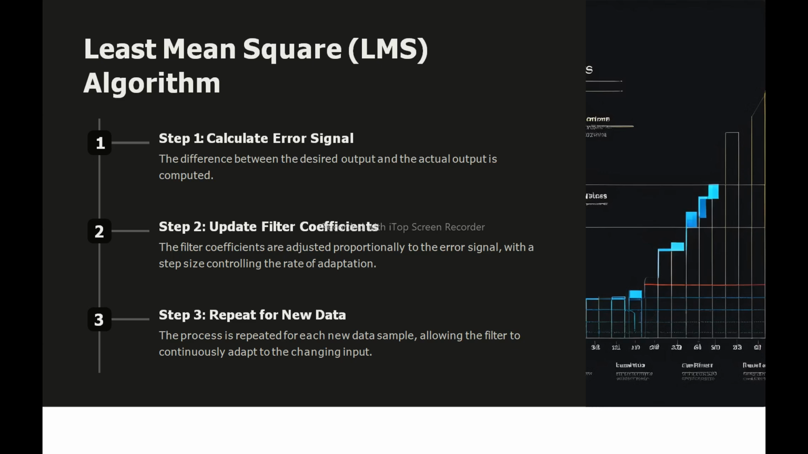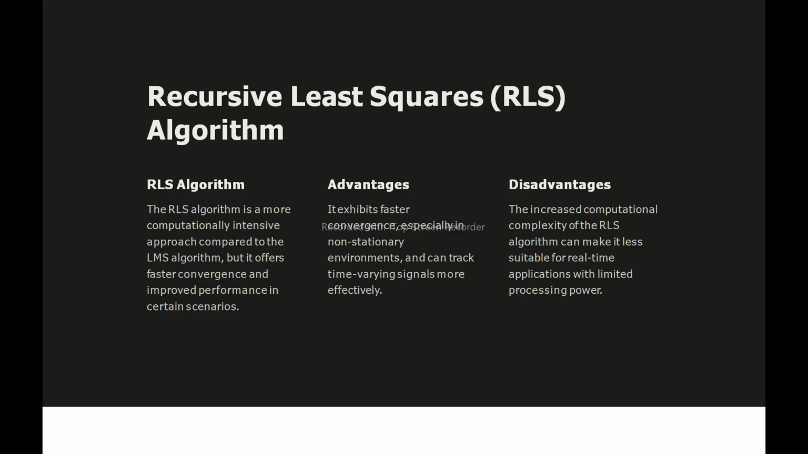And the last step, repeat for new data. The process is repeated for each new data sample, allowing the filter to continuously adapt to the changing input. Like for every data set, the filter adjusts or adapts differently according to that.